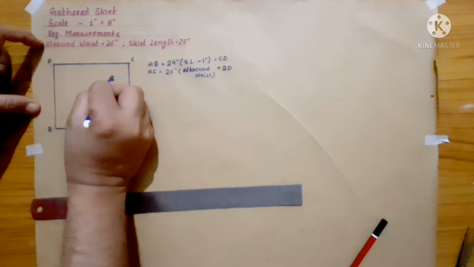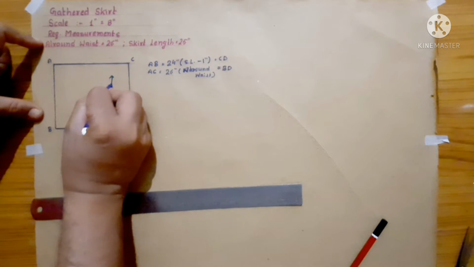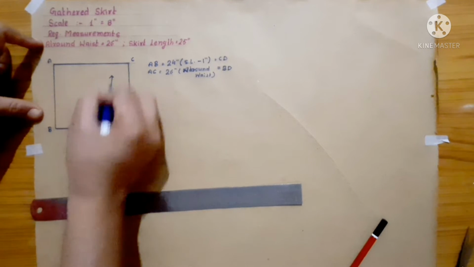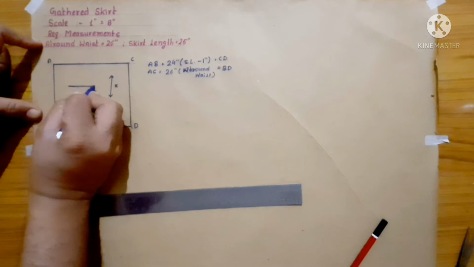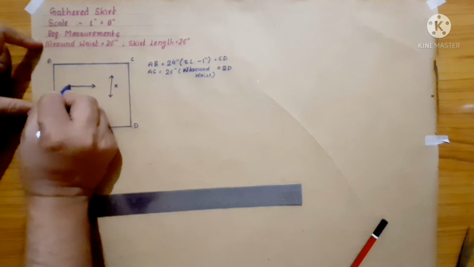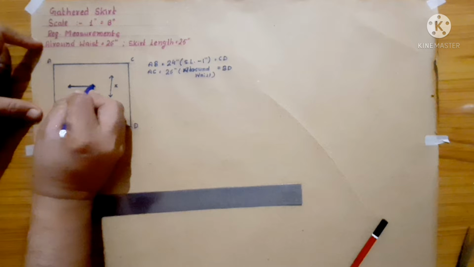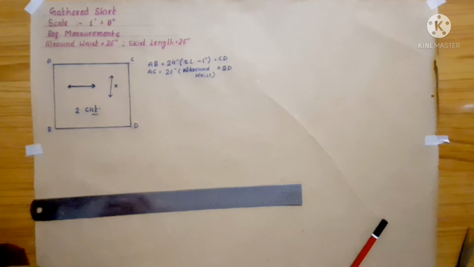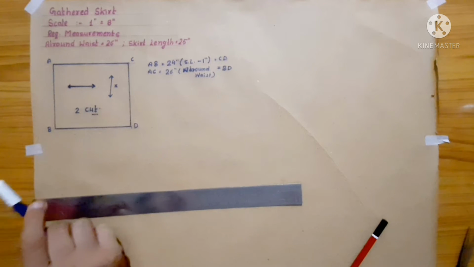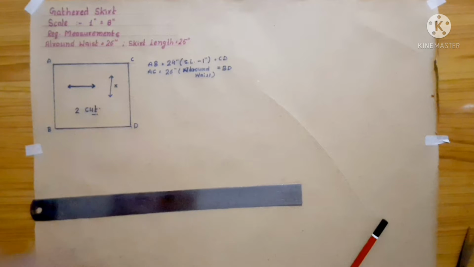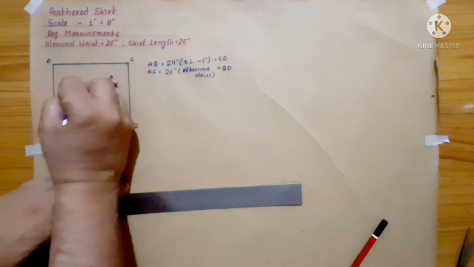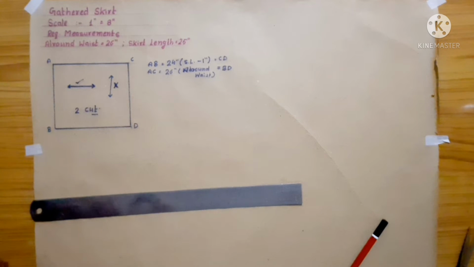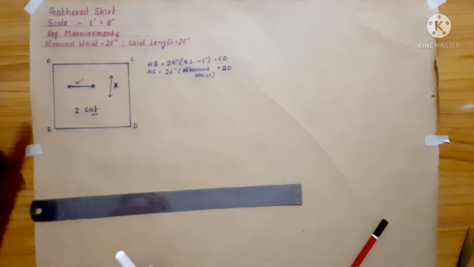And in general, the grain line of the skirt is taken this way, because in that way we'll get a good length, whatever we require. If we require more gathers, we can get the good length. Some people use the other direction, but never use that while making the skirt. Try to use this grain line for the skirt, right? So this is the gathered skirt.